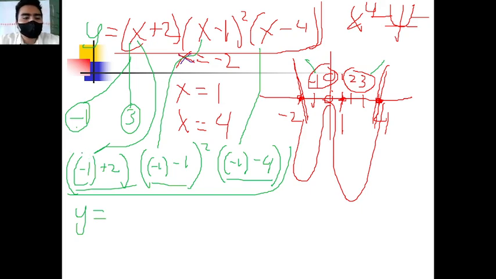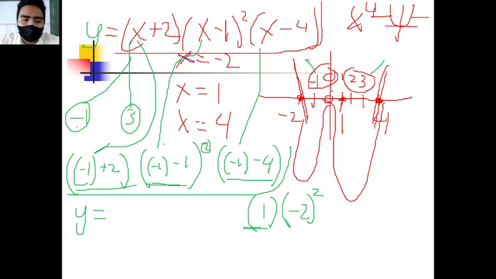Negative 1 plus 2, what will be the answer? The answer is positive 1. Correct. Positive 1. How about the second factor? Negative 1 minus 1, what will be the answer? Negative 2. But don't forget there is a square, so it will be squared.